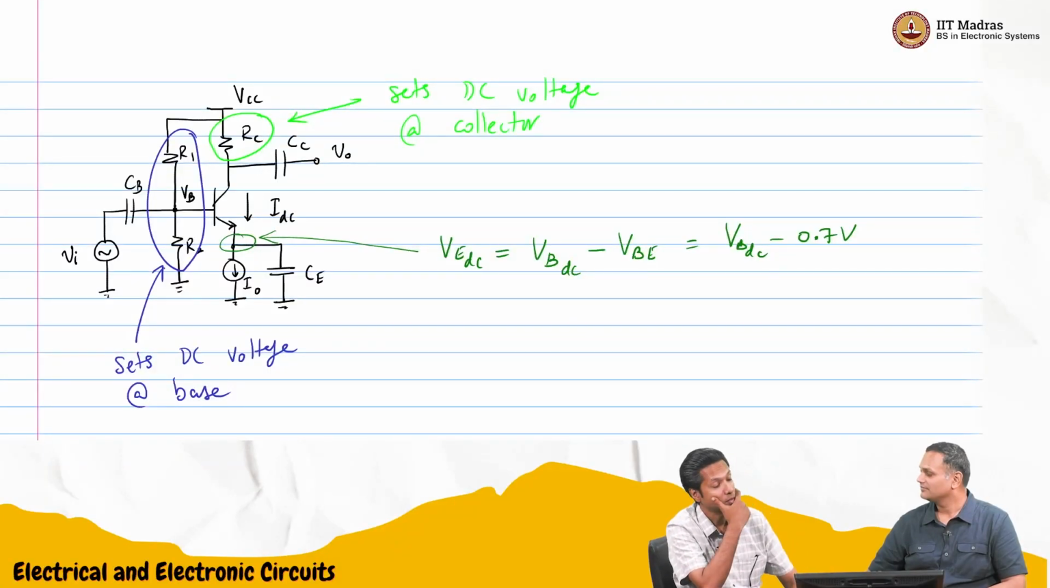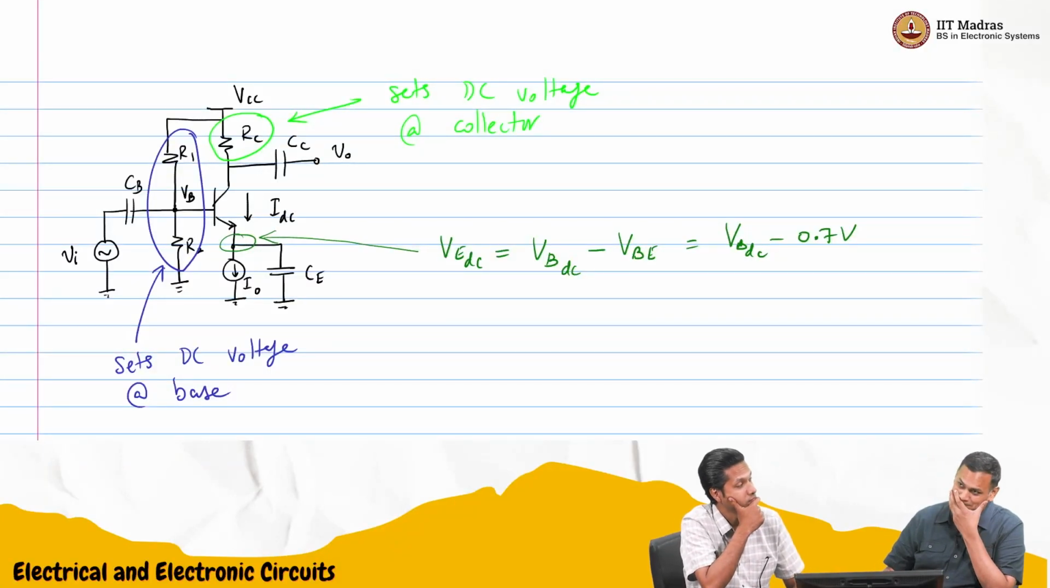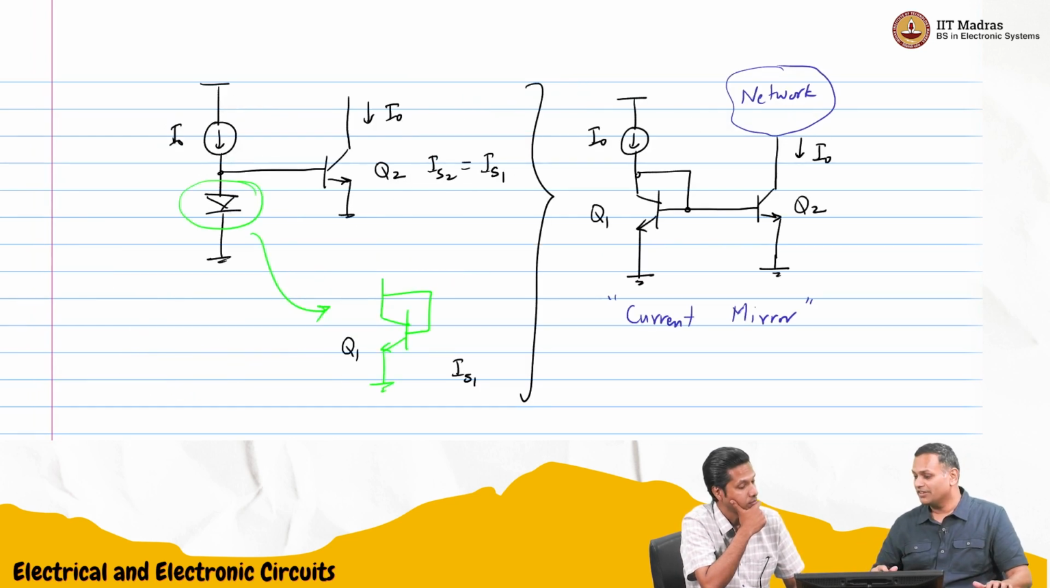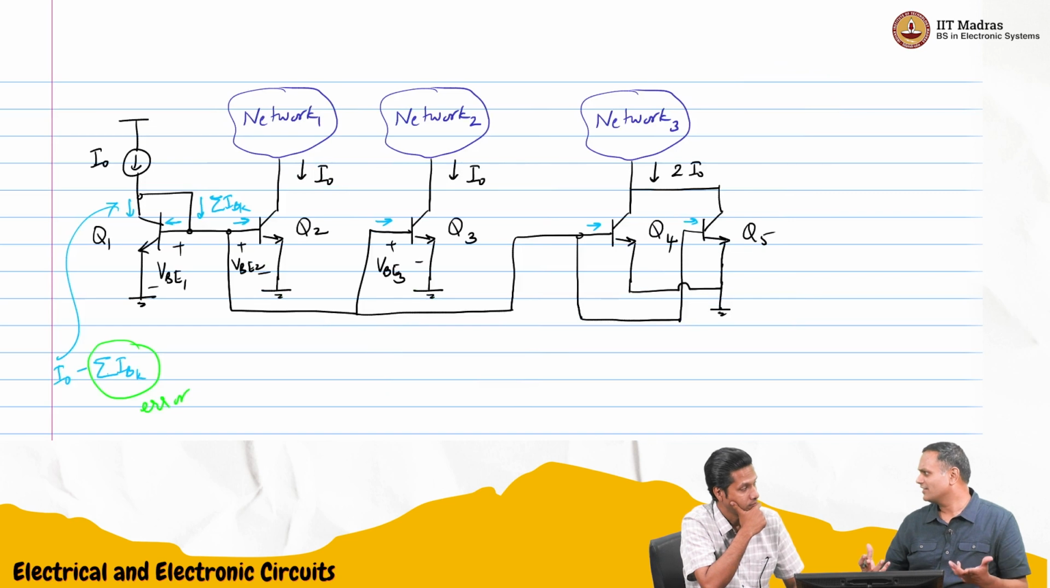So what shall we do next? We did common emitter with resistor biasing, we did common emitter with current source biasing, and we did the current mirror. I wonder if there are any other circuits that we can look at with common emitter.